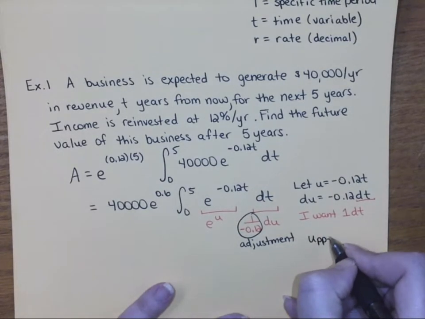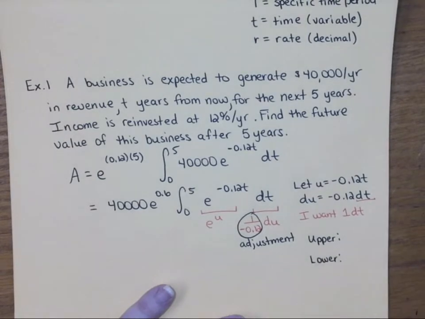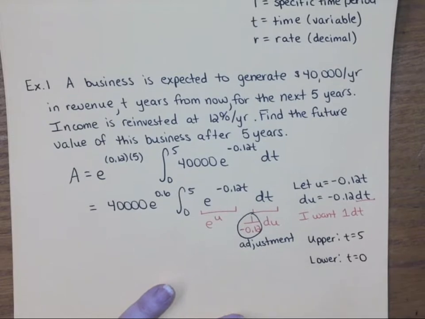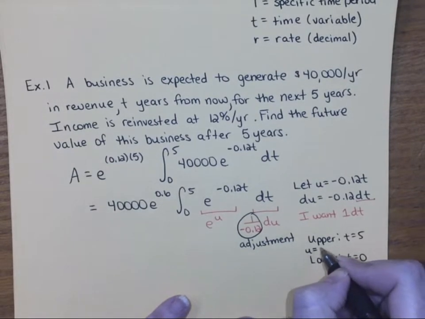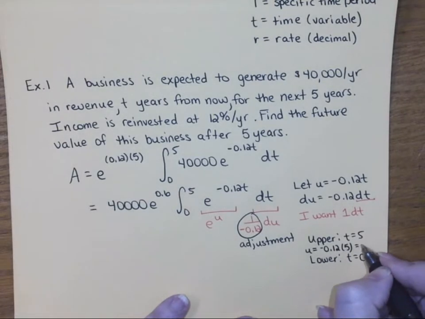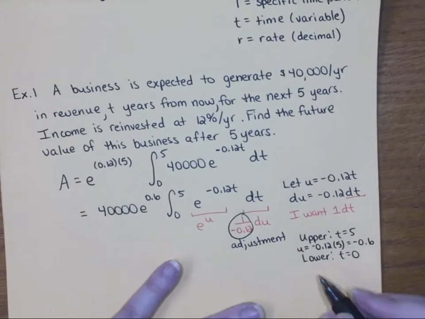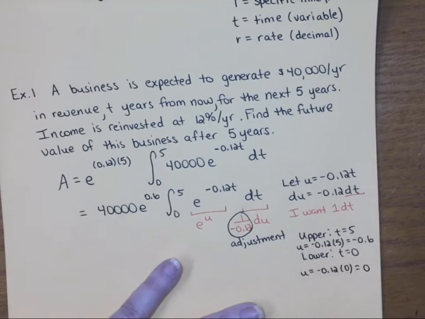But I still need to change my upper and my lower limits. Okay, so my upper limit is t equals 5. Lower limit is t equals 0. But I want to change them to be in terms of u. So u is negative 0.12 times 5. So this is going to be a decimal, but that's okay. We can handle that. And then here, if I plug in t equals 0, I'm going to get negative 0.12 times 0, or 0.